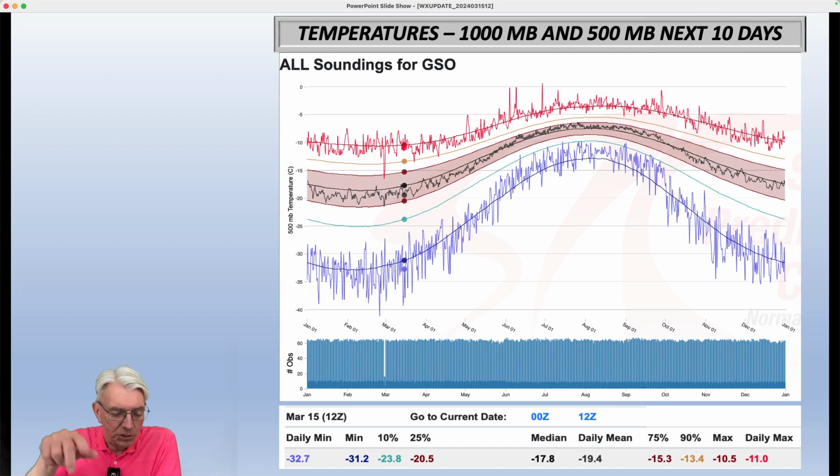So this is something you can look at yourself. If you do a search and put in SPC for Storm Prediction Center and then sounding climatology, it'll come up with this page, and you might find it sort of interesting to see how things vary throughout the course of the year. So that is the bonus weather video for this Friday, number 3 for the week. Hope you found that at least somewhat interesting.